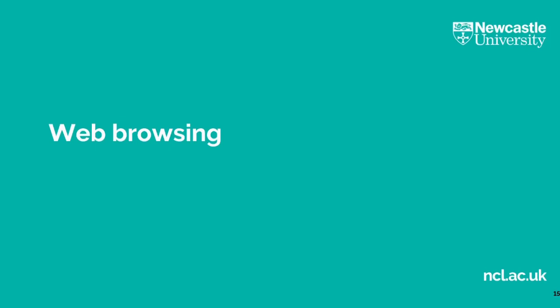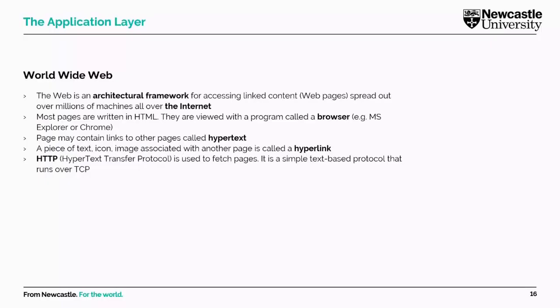Okay, so we'll look at web browsing now. The World Wide Web, you're very familiar with the World Wide Web. It was created by Tim Berners-Lee when he was working at CERN, the largest particle accelerator laboratory in the world. And at the time, Tim Berners-Lee came up with a proposal that would enable the researchers at CERN to share information more quickly and easily.